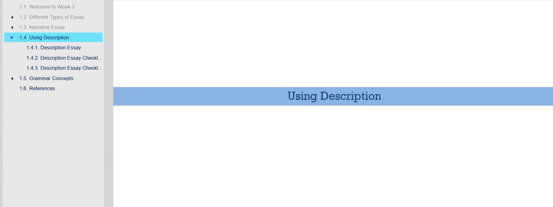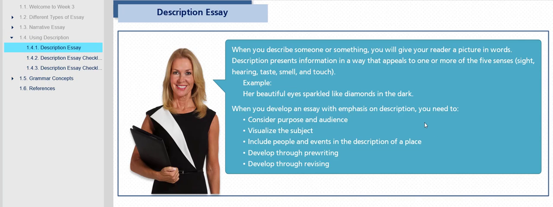Using description. When you describe someone or something, you will give your reader a picture in words. That's what we're doing in the Week 3 forum when we play the food game. You're going to describe your mystery food, and then based on your description, everybody has to guess what that food is. You have to create a picture in the reader's mind. In order to do that, description presents information in a way that appeals to one or more of the 5 senses: sight, hearing, taste, smell, and touch.